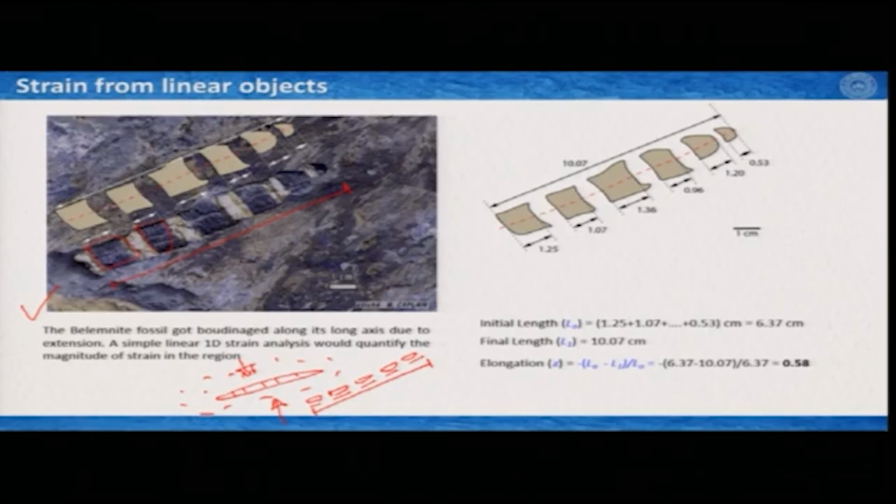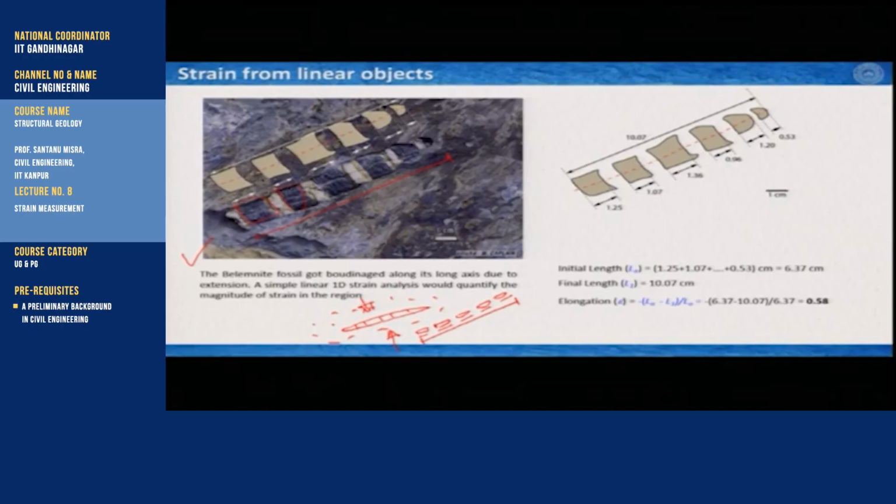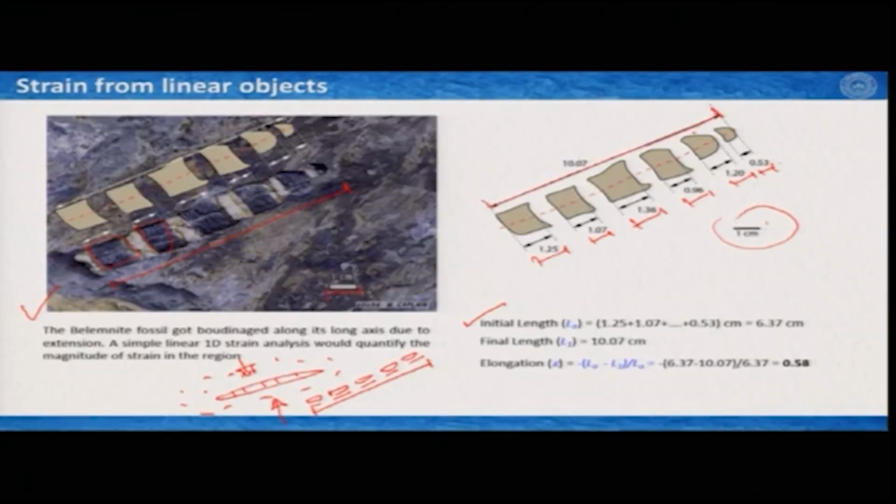So this is exactly what I tried to do here. I sketched this and plotted it here. So these are the individual lengths. You also need a scale, or you can do some relative measurements as well. In this image the photographer has given a scale, and using this scale I can figure out the length of the individual budins, or individual segments of this belemnite. If I add them together, I get the initial length, and the way they are disposed, including the gaps in between, is my final length. In this image the initial length is 6.37 centimeter and the final length is 10.07 centimeter.